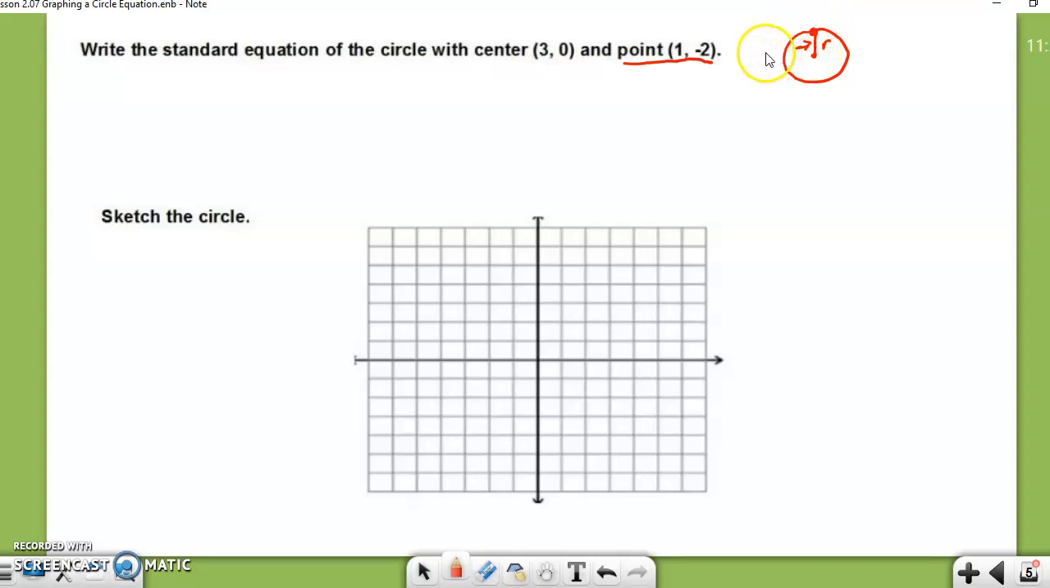Luckily, we've already studied the distance formula. So I'm going to take the distance, which is the same thing as length, and I'm going to go from my center point to the point on the circle, and that's going to equal my radius.